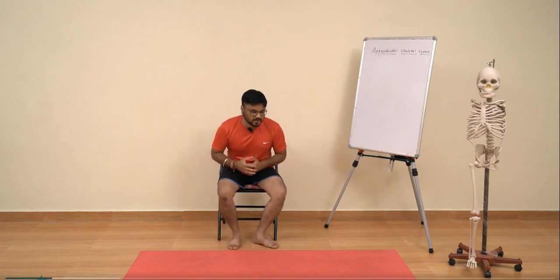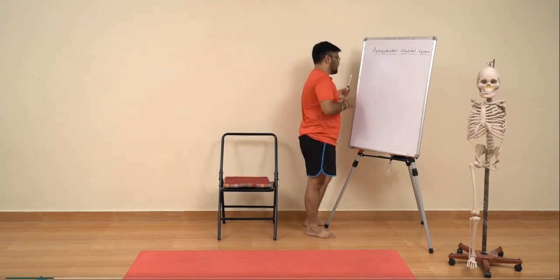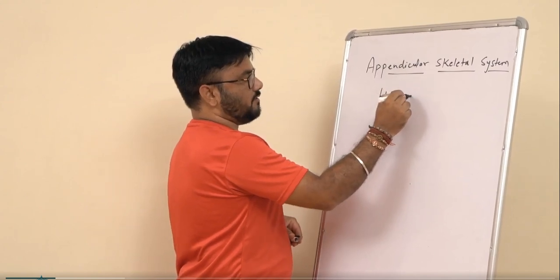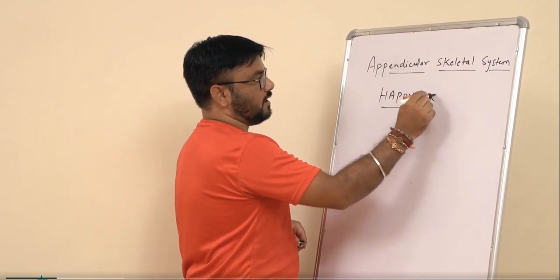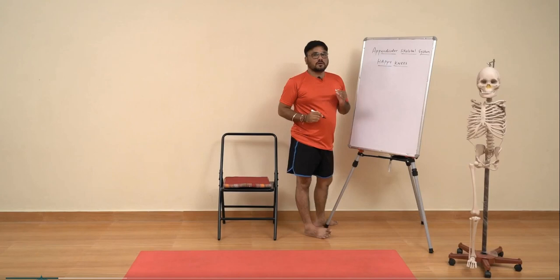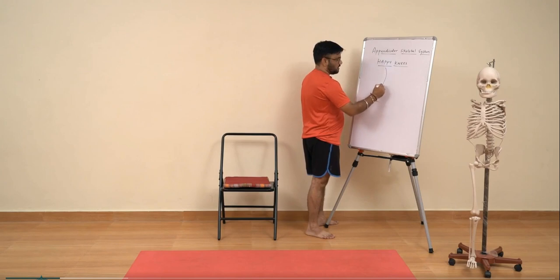So let's talk about the knee anatomy today. When you're talking about the knees, let's talk about happy knees today. So much pain, everybody has to make it happy, how we can balance your knees. So let's talk about the bones first. What are the different bones that form the knee joint?